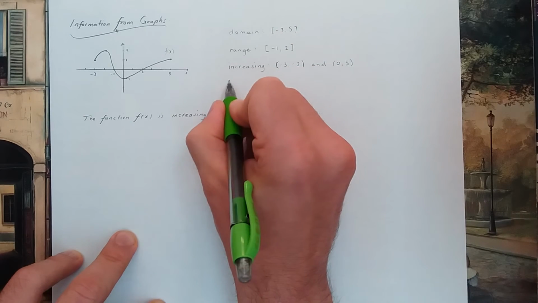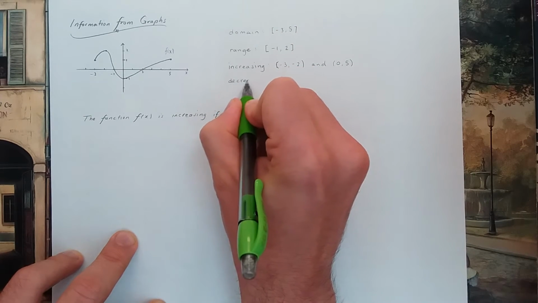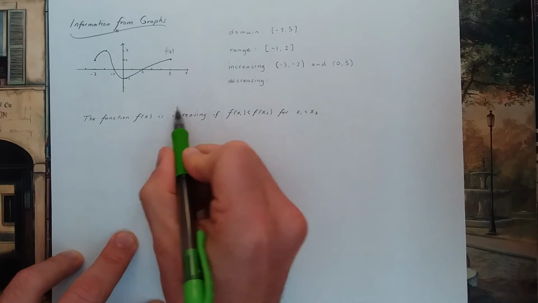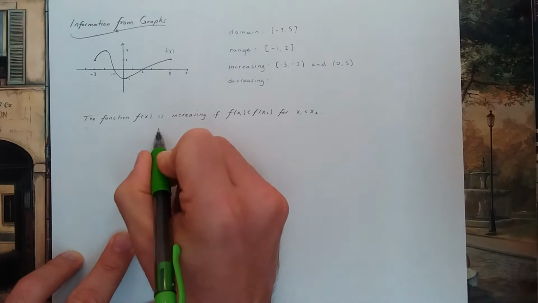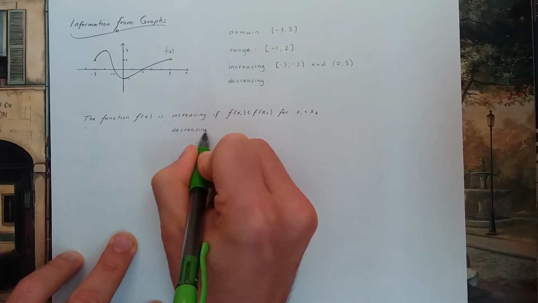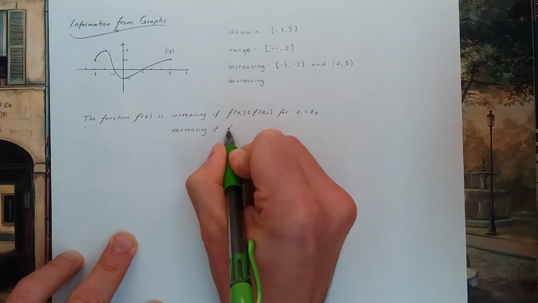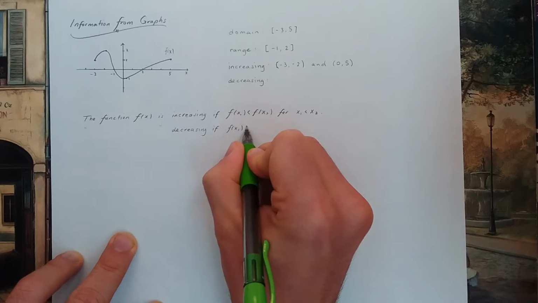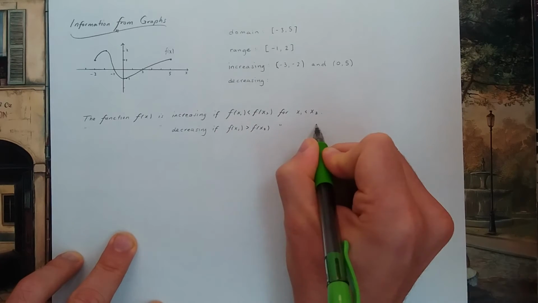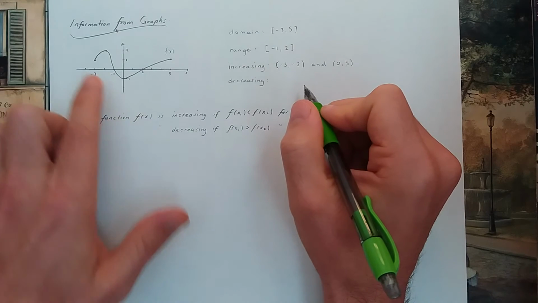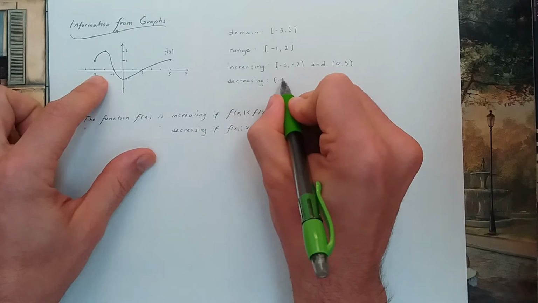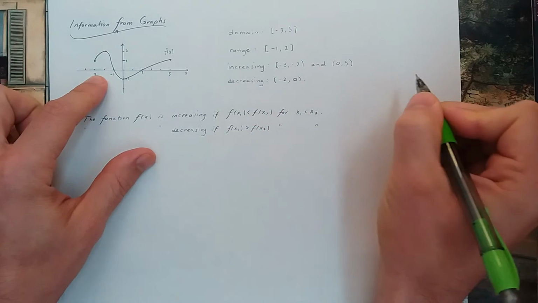I could even tell you where the function is decreasing. Decreasing is the opposite of increasing, so maybe I should say the function f of x is decreasing if f of x1 is bigger than f of x2 for reading left to right. This function is decreasing on the interval from -2, it seems, to 0.